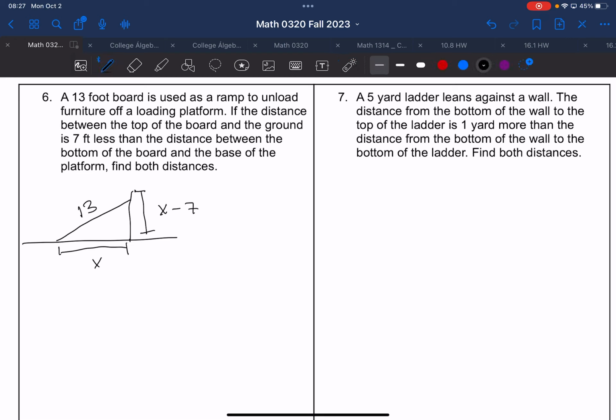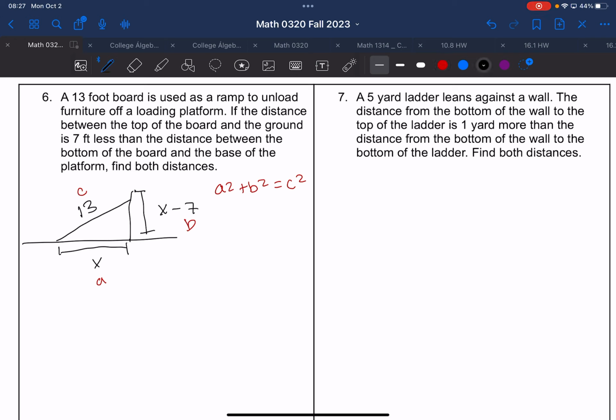Okay. Now we have what looks like a right triangle. That should tell you in order to be able to solve this, we're using the Pythagorean theorem. So we have a squared plus b squared equals c squared. We can go ahead and label our sides. So we know 13 is going to be c, and then it doesn't matter the other sides. They could be a, b, or vice versa, as long as we have our c on the diagonal.